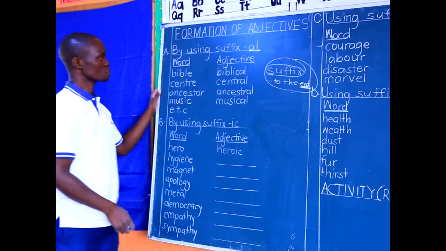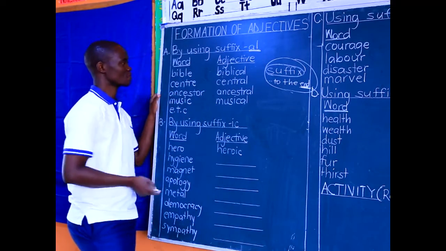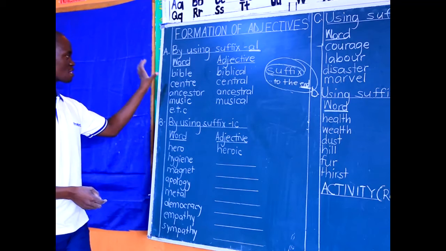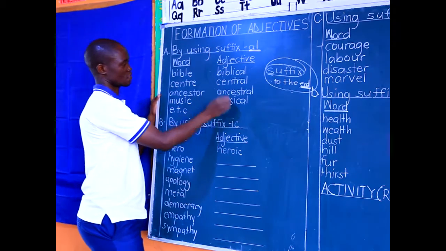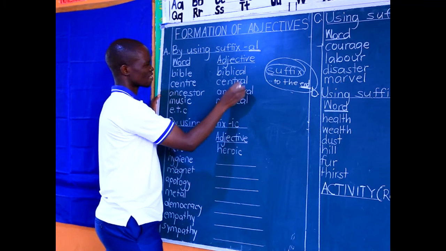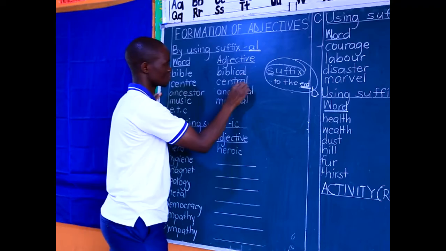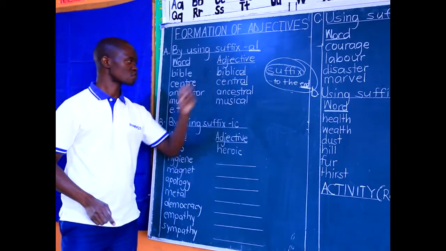From Bible, we can form the adjective biblical. Biblical is our adjective from Bible. Bible is a noun, then center, which is a noun, has its adjective as central. Where is the al suffix? It's already there. So from center we form the adjective central.